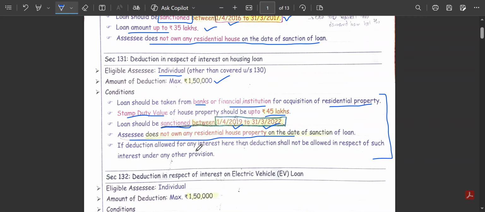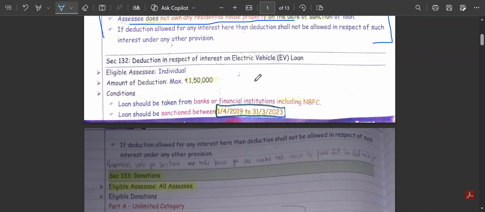If deduction is allowed for any interest here, then the deduction in respect of such interest will not be allowed under any other provision. So if we fulfill all these conditions, an individual can get a maximum deduction of rupees 1,50,000 on the interest he pays on housing loan, which has been sanctioned in this particular period.